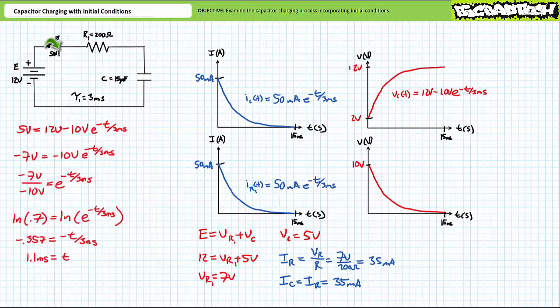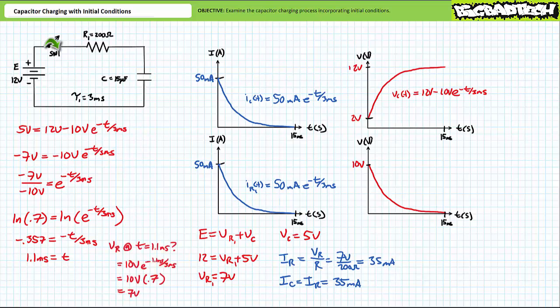Subtract 12 volts from both sides. Divide both sides by negative 10. Take the natural log of both sides. Remove the negative signs on both sides of the equation and multiply both sides by the time constant. We're left with a time value of 1.1 milliseconds.